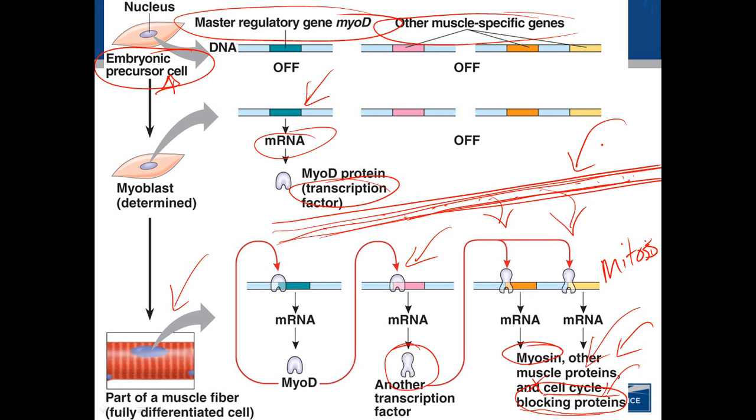It is becoming a muscle cell. So up here, when this embryonic precursor cell received the signal from a neighboring cell, and this particular regulatory gene was turned on, at that point in time, that particular cell is what we call determined. Its fate is determined, and it's going to differentiate into an adult muscle cell. At this point in time, it's called a myoblast, but it will indeed differentiate into a muscle fiber, a fully differentiated cell.